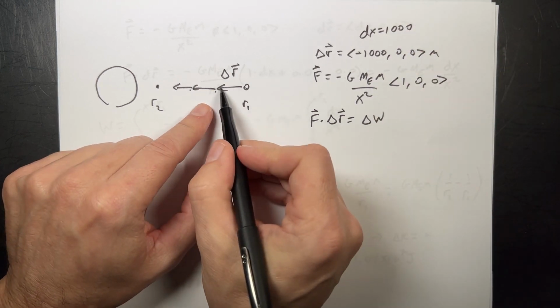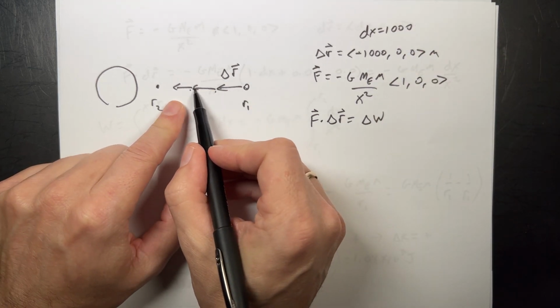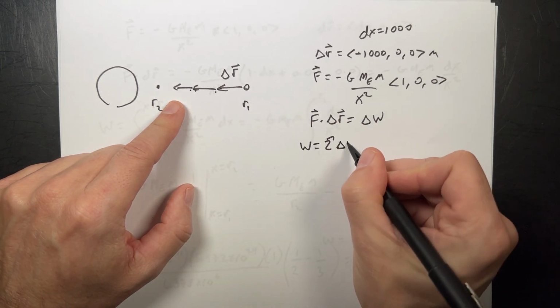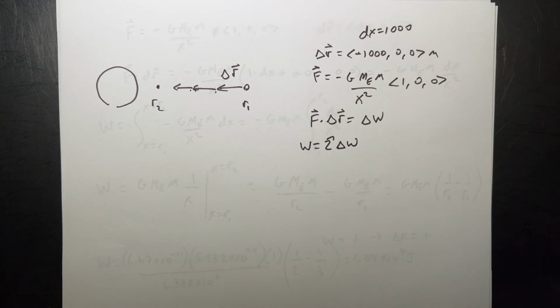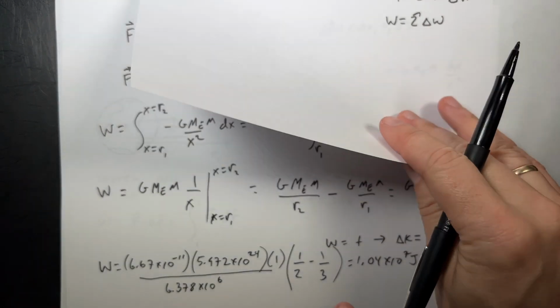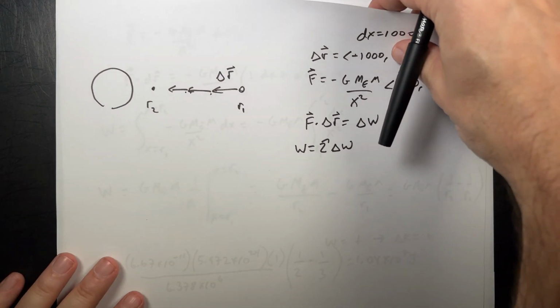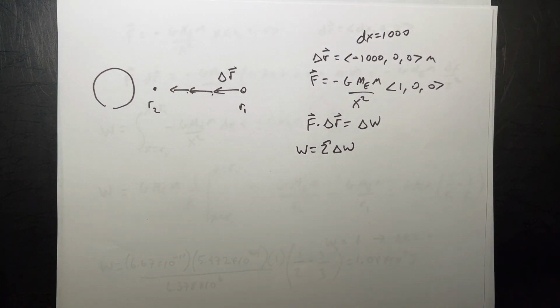And then once I calculate the work over here, I just need to move and do it again, so that the total work will be the sum of the delta works. And let's see if we get the same value, right? I got this right here. Let's see if we get the same thing. Okay, so let's do this in Python.